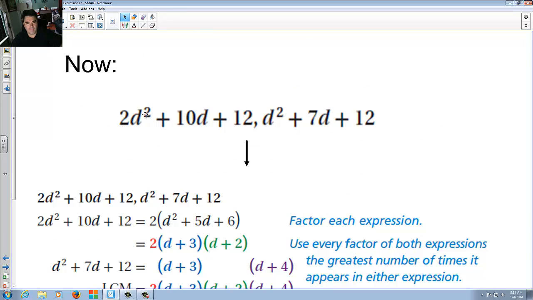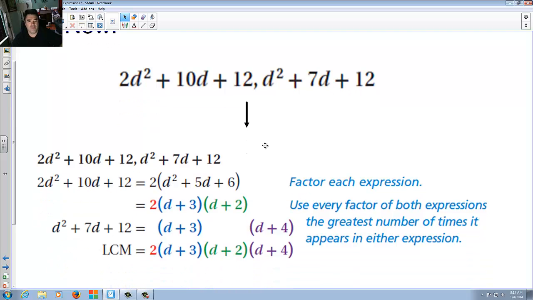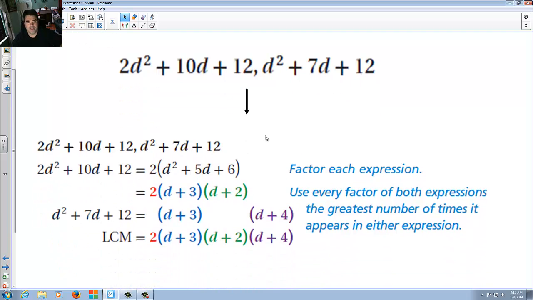Now, 2d squared plus 10d plus 12, and d squared plus 7d plus 12. You go ahead and break it down like so. First I'm going to pull a 2 out of this monster, and then go ahead and split this up into d plus 3 and d plus 2. And this guy, what they did was they just split into d plus 3 and d plus 4. They left a gap because there's no d plus 2.